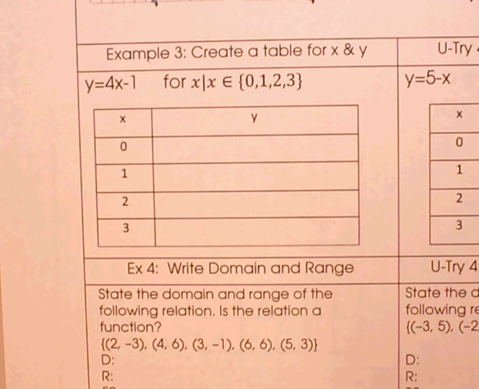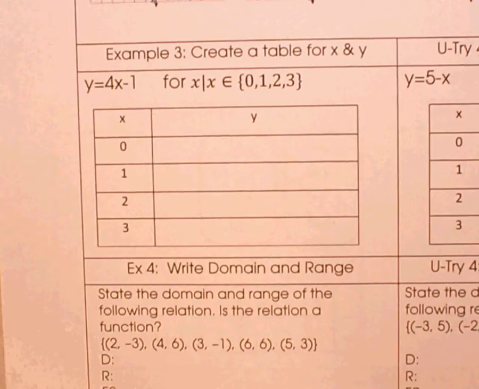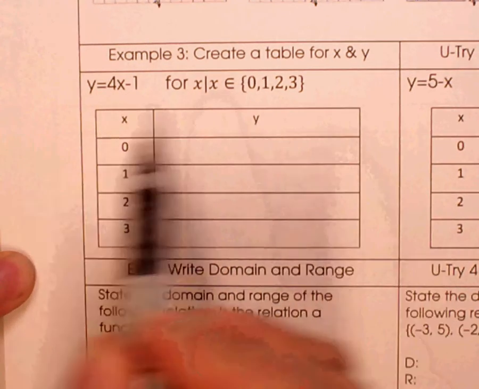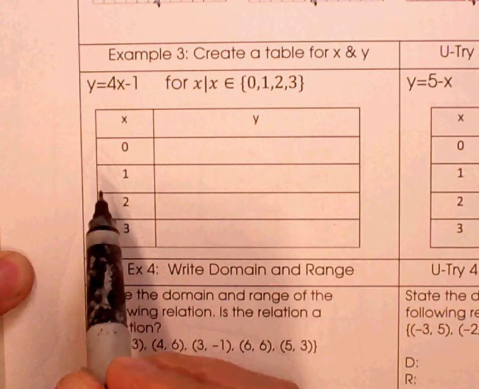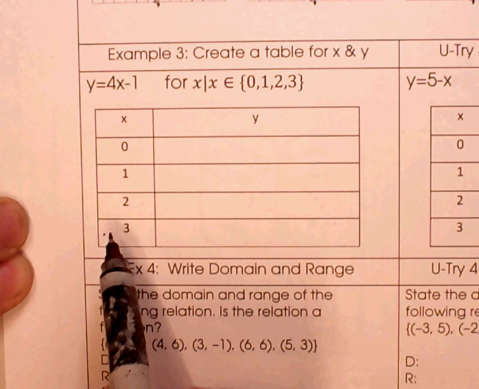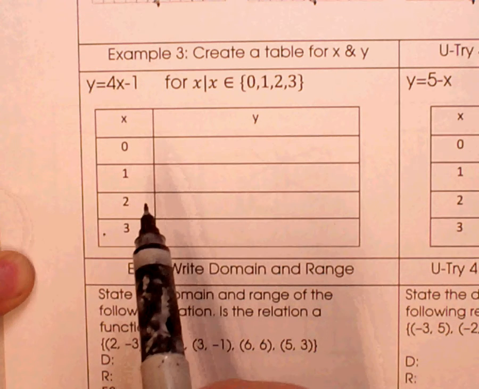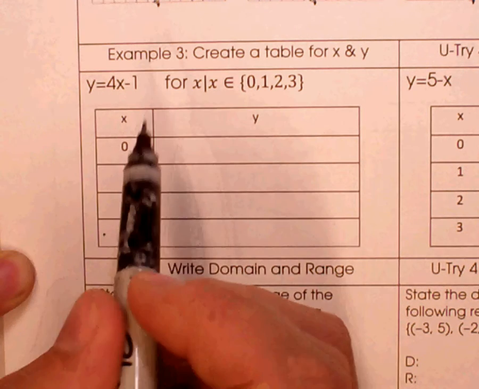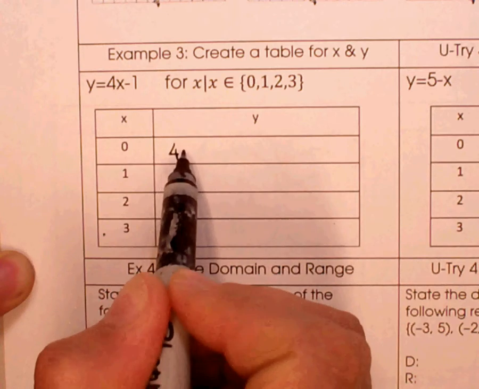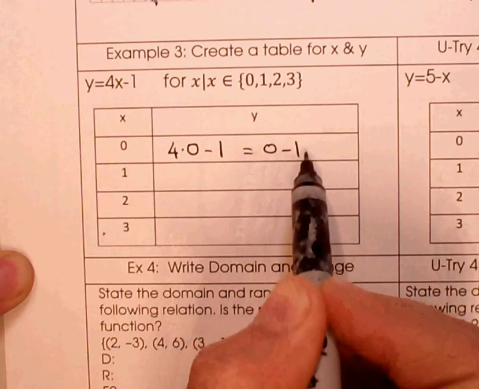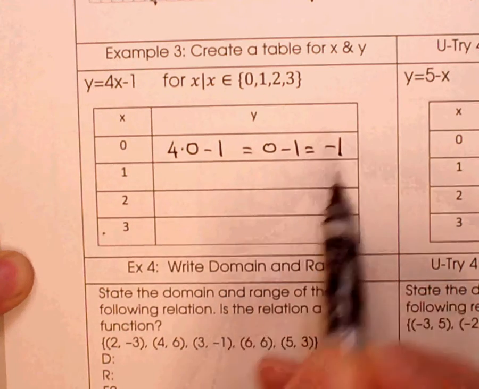On your papers you have a domain given as 0, 1, 2, 3. We will write our domain 0, 1, 2, 3. Next, we will evaluate our function by substituting the domain value into the equation. Instead of x value, we will substitute 0. 0 minus 1 equals negative 1.